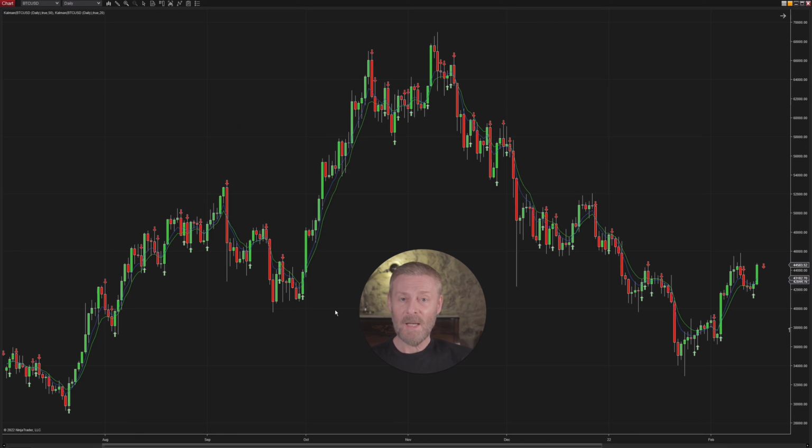Okay, that's the three indicators: the net line indicator, the microgap indicator, and the Kalman.